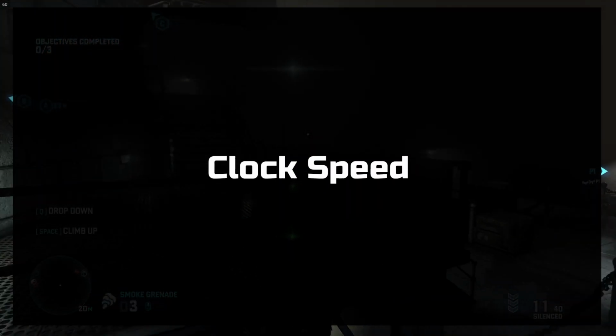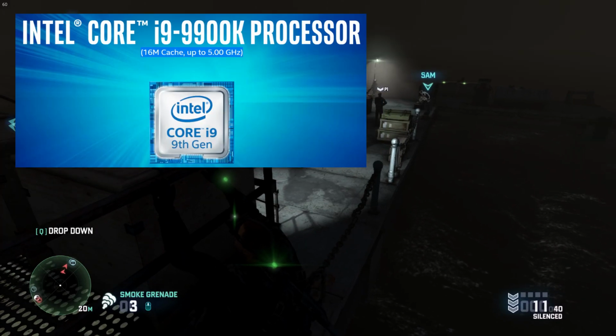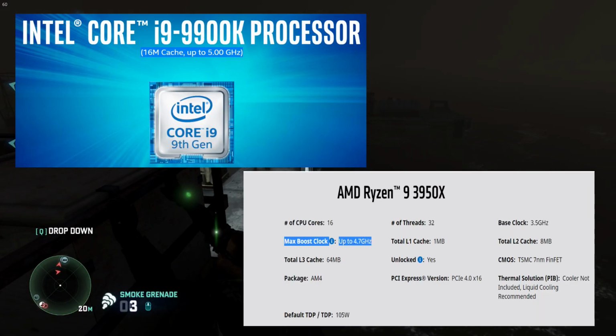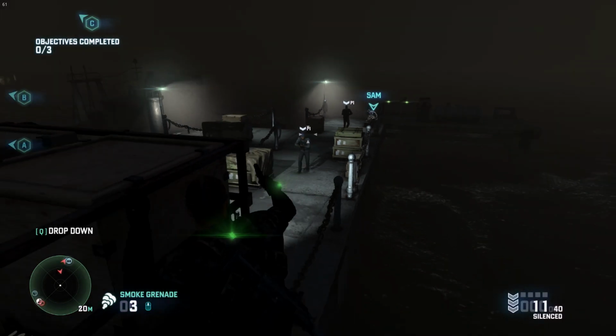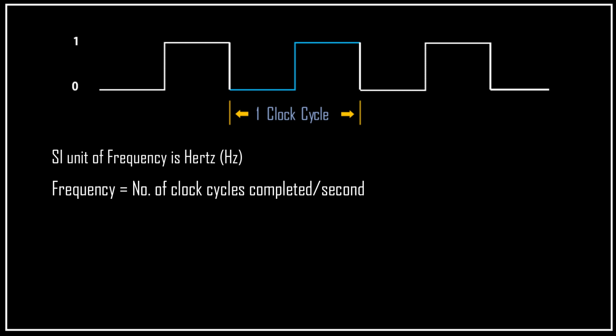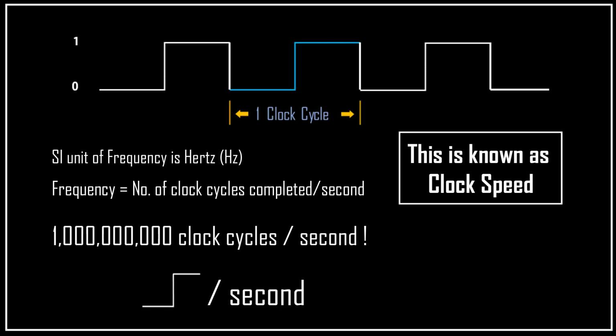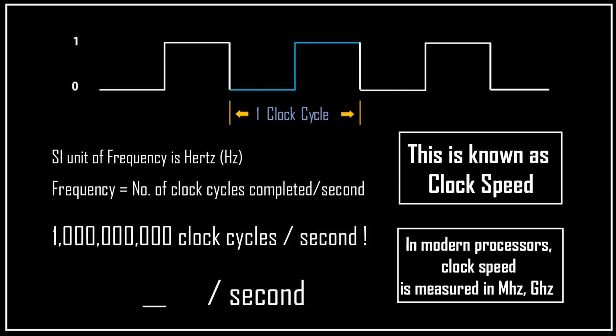Next, we will come to clock speed. Now, you have heard terms like 5 GHz processor, a 4.3 GHz processor, etc. But what exactly does that mean? Hertz is basically the unit of frequency. In the case of processors, frequency means number of clock cycles it can complete in 1 second. Modern CPUs can complete a billion cycles per second. This frequency is known as clock speed. Usually, it's measured in gigahertz or megahertz.